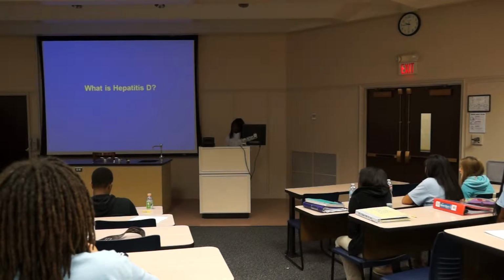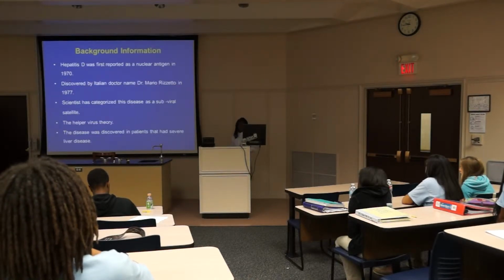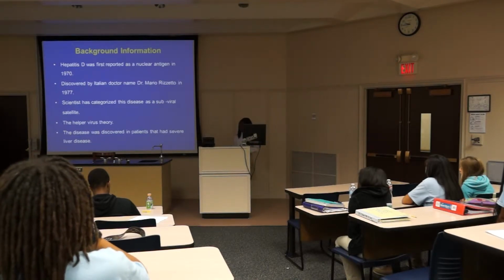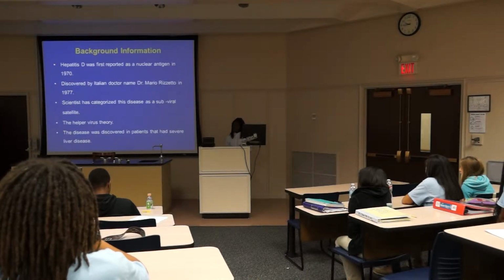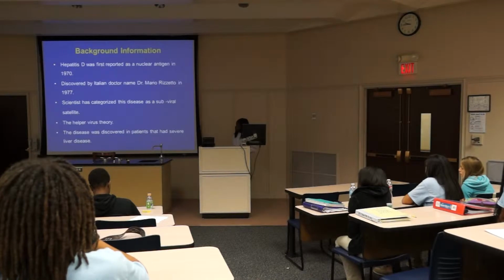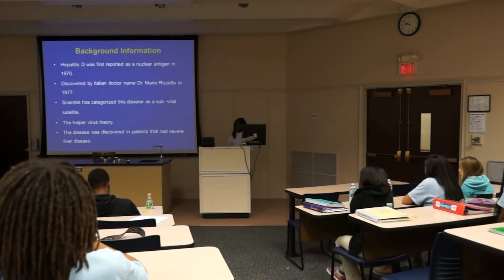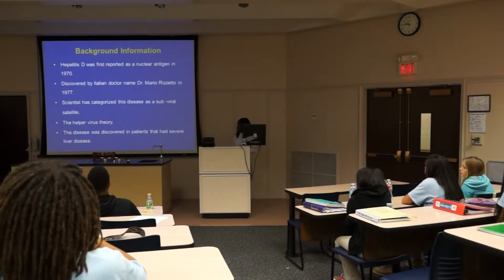So, what is hepatitis D? Well, hepatitis D was first reported as a nuclear antigen in the year 1970. It was then discovered by an Italian doctor by the name of Dr. Mario Rizzetto in the year 1977. Scientists have categorized this disease as a subviral satellite, which means that it is able to complete its whole life cycle and propagate in the presence of another helper virus, which is caused by hepatitis B.